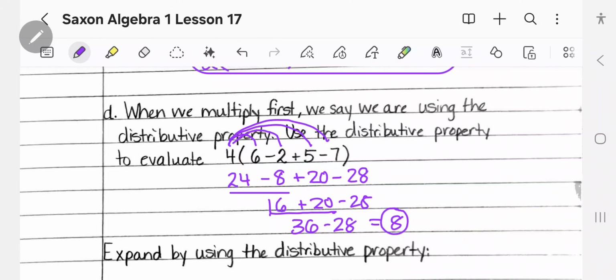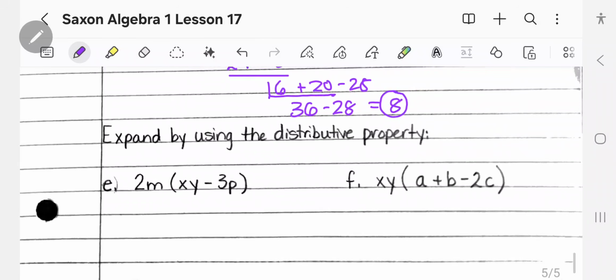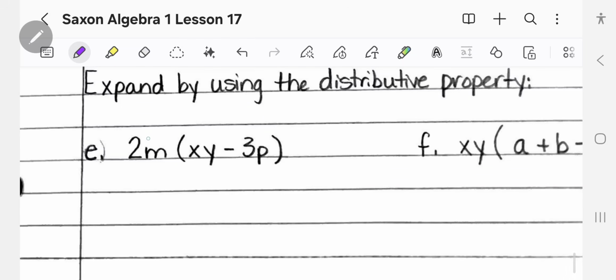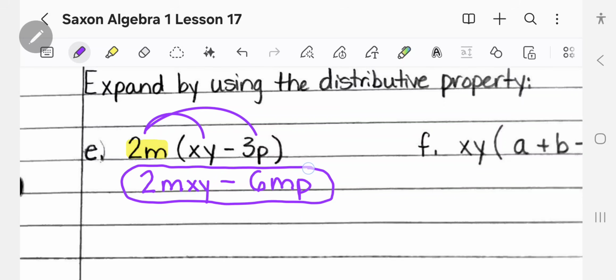All right, and then E. For both of these, we're going to expand by using the distributive property. So we're going to multiply everything by this. And we have these two terms in here separated by a subtraction symbol. So this times this term, and then this times this term. 2m times xy is 2mxy. Bring down the minus sign. 2m times 3p, the 2 times the 3 is 6. And the m times the p. And then that is your final answer here. You can't simplify that anymore.